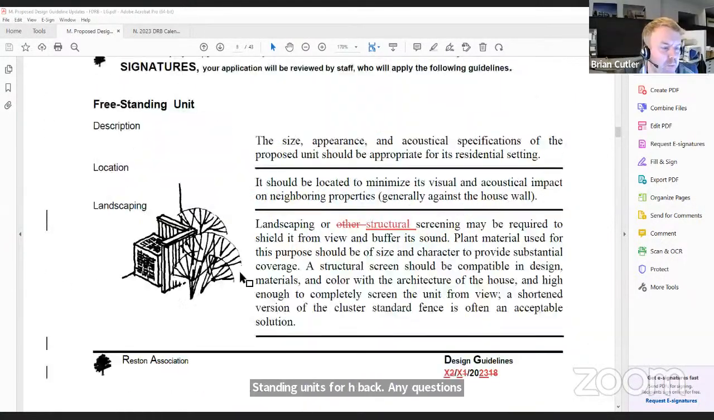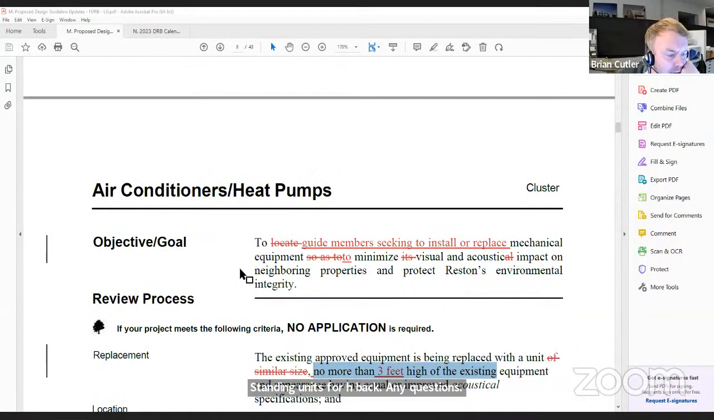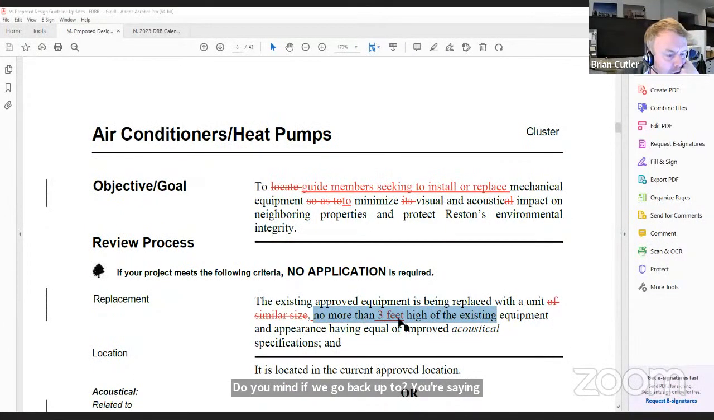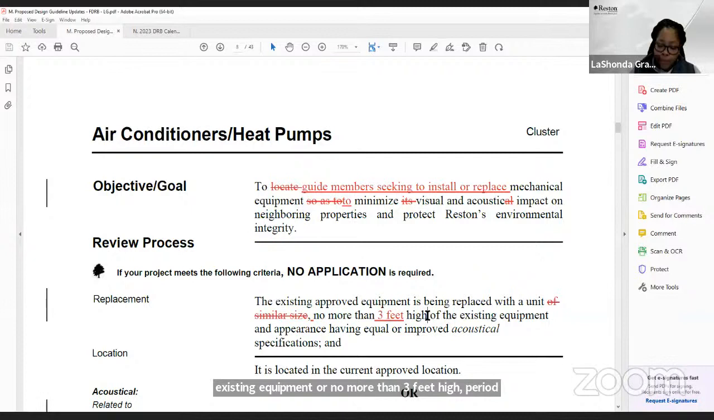Lashonda, do you mind if we go back up to what you've got highlighted, no more than 3 feet? You're saying it's no more than 3 feet higher than the existing equipment, or no more than 3 feet high, period? No, it's supposed to be higher. No more than 3 feet higher than the existing unit.